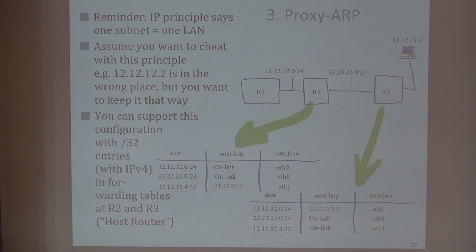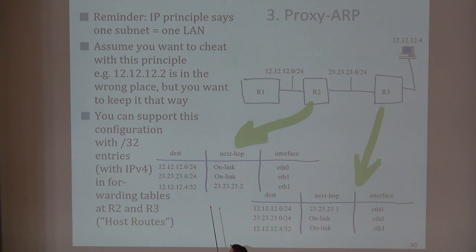Proxy ARP is one of the weird things that sometimes makes MAC addresses and all that stuff very hard to understand, because it's really cheating. Remember the principles of the internet, of IP. Subnet equals subnet mask. So a LAN equals a subnet equals a given network subnet prefix. So if you have two different sides of a router, they should have different subnet prefixes, right?